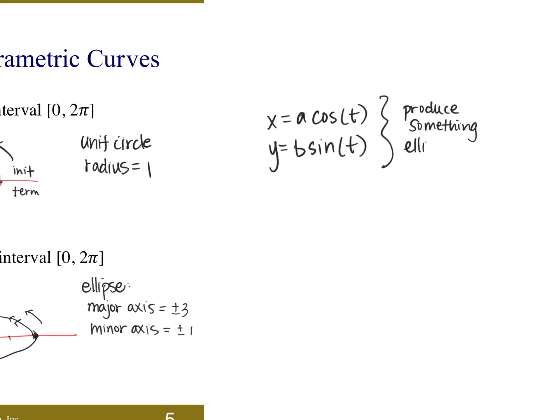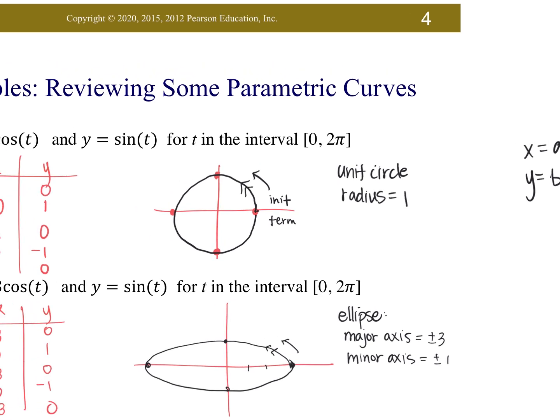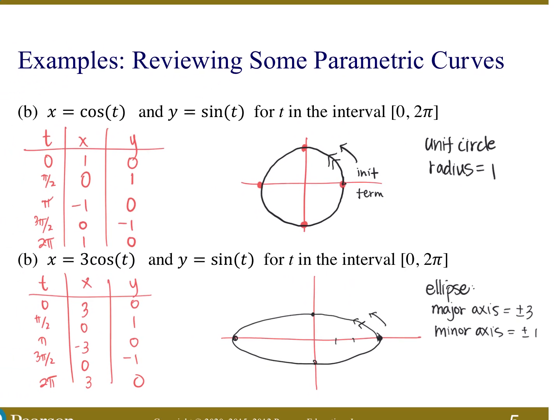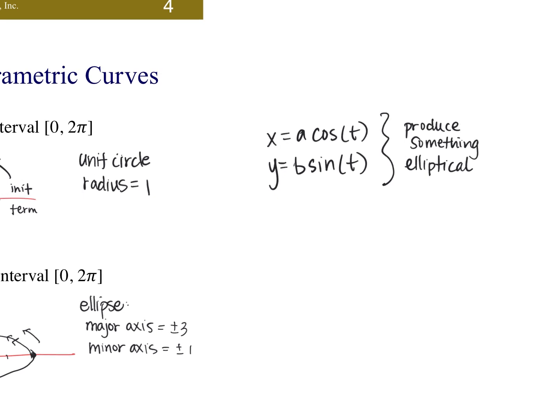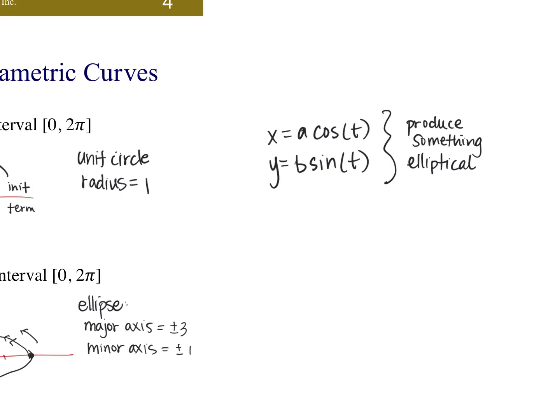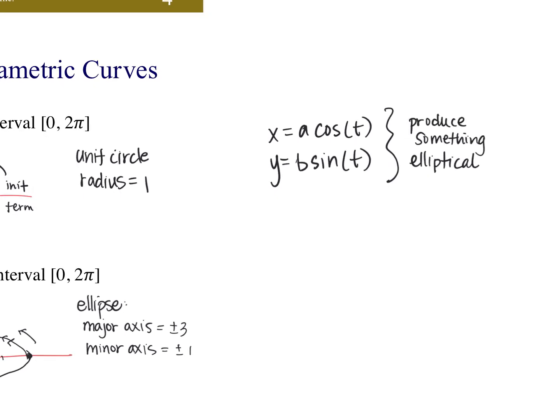Well, let's call it elliptical, because elliptical does cover a circle. A circle is an ellipse. A circle is just an ellipse that has equal major and minor axes. Okay, again, we haven't done calculus yet. This is all still review. Got that? Any other questions so far?